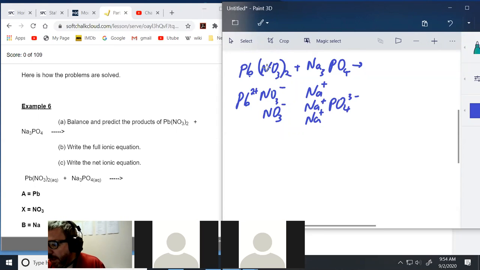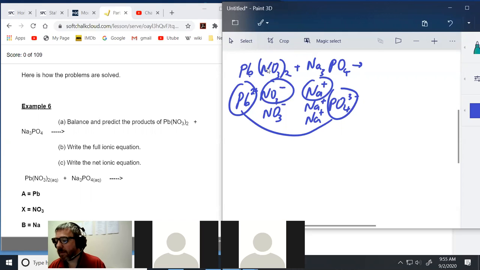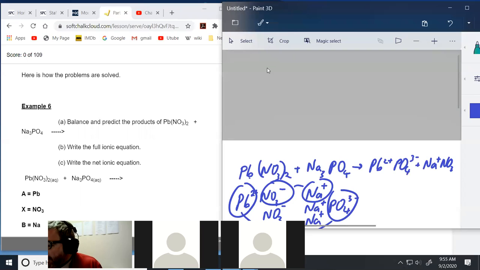So we know what's going to happen is that the Pb2+ and the PO4 3- will join together, and the Na+ and the NO3- will join together. Now you'll notice again, I'm just taking one of each here, not all of these, and trying to balance them out.